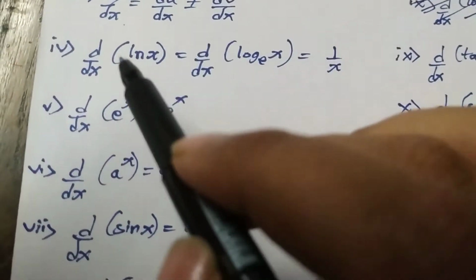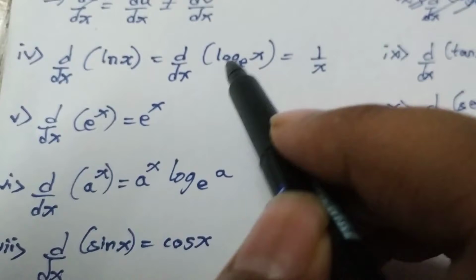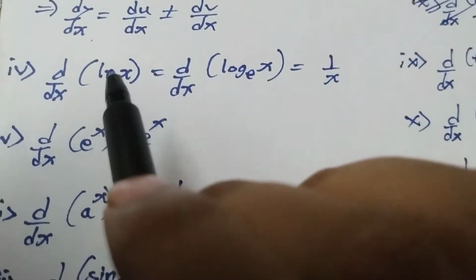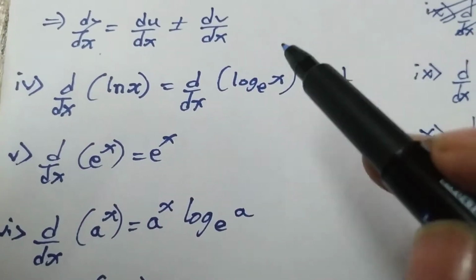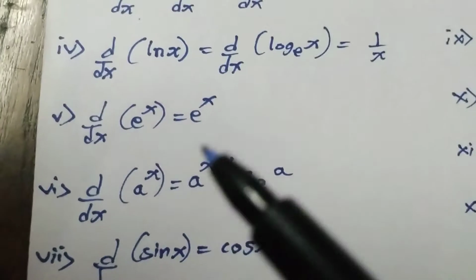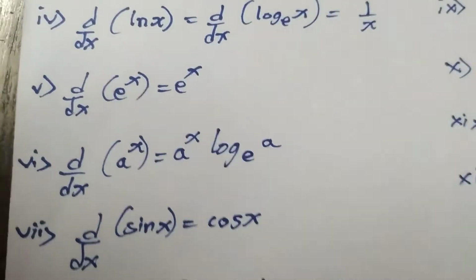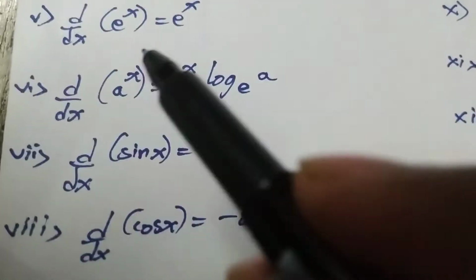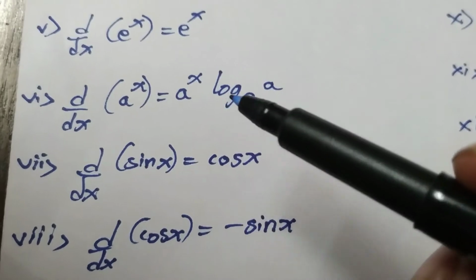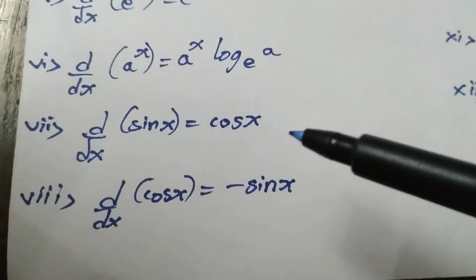The fourth formula is d/dx of ln x. Now what is ln x? ln x is log x base e. Now this is a very important thing to remember. You will find this notation in many books. So ln x is log x base e, and the d/dx of ln x is 1 by x. Now number 5 is d/dx of e to the power x, which is equal to e to the power x. It remains same on differentiation. Now number 6 is d/dx of a to the power x, which is given as a to the power x log a base e. Number 7, d/dx of sin x equal to cos x.